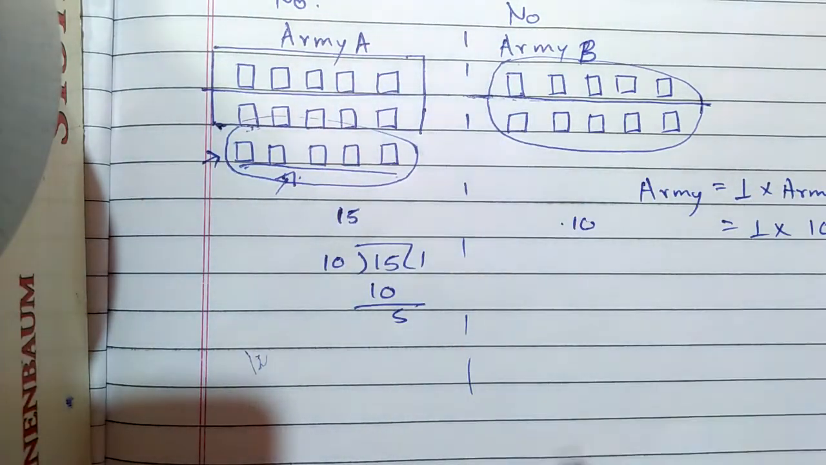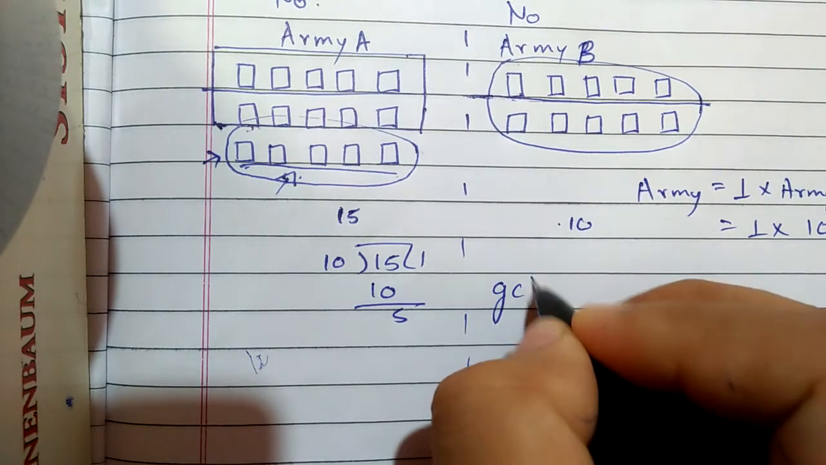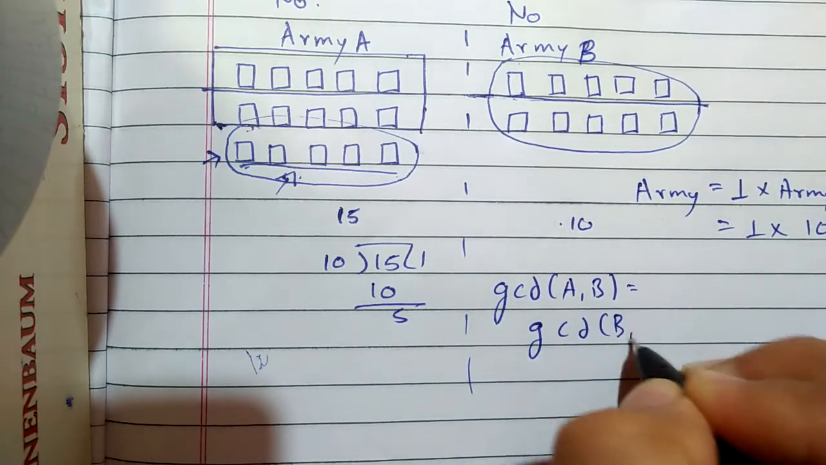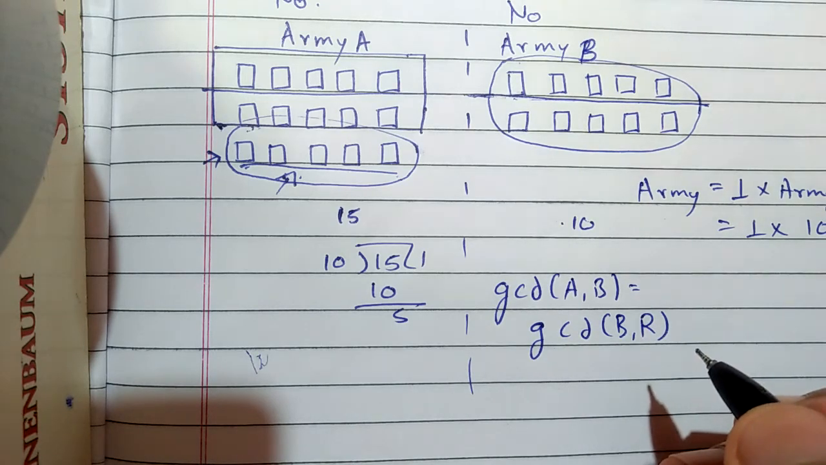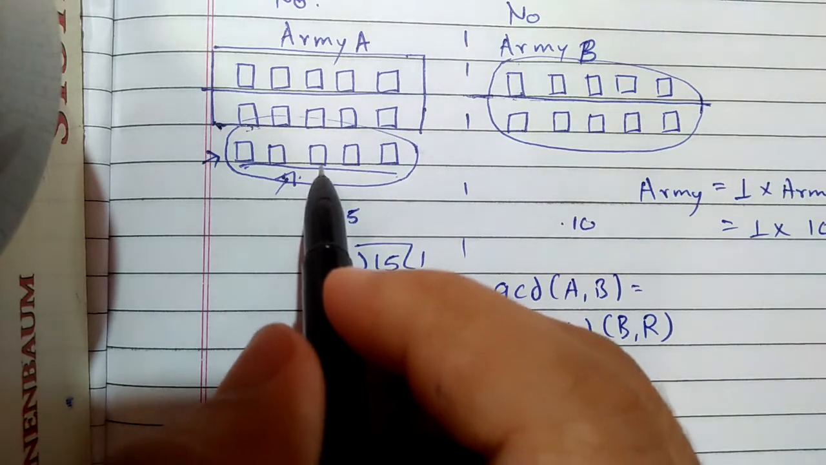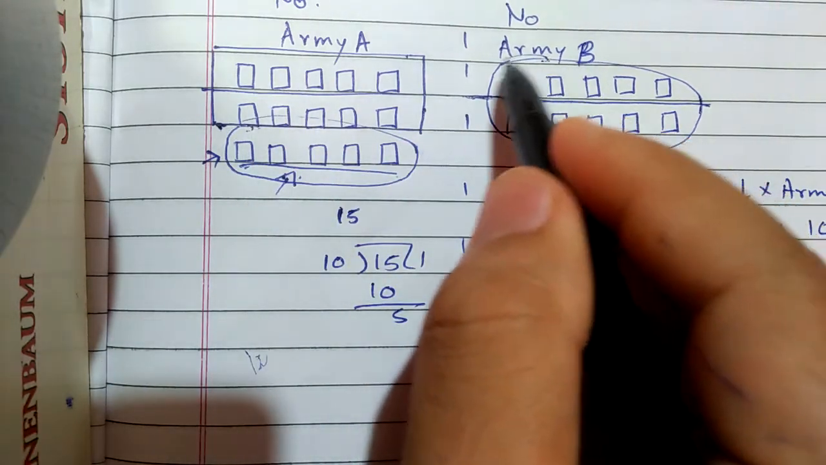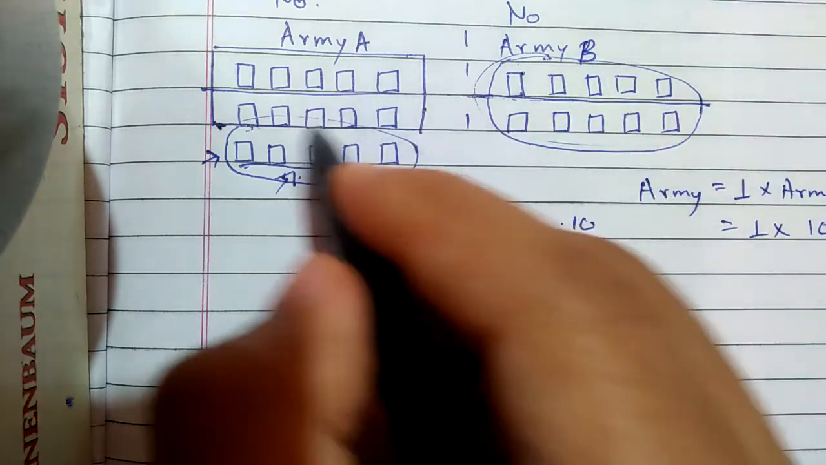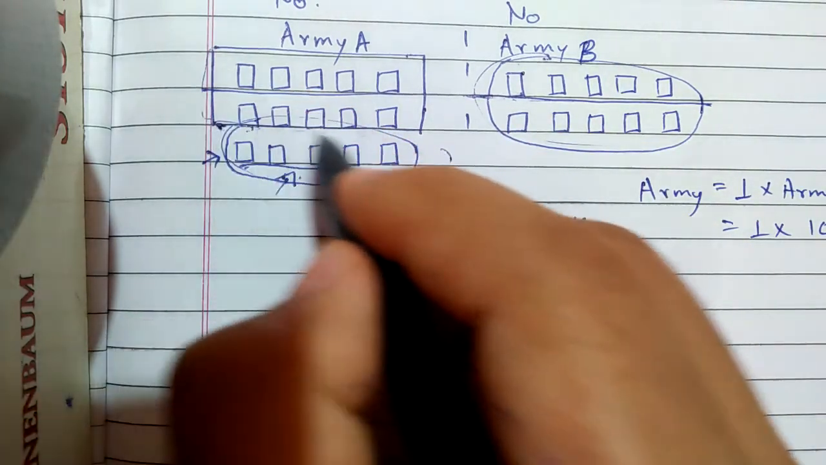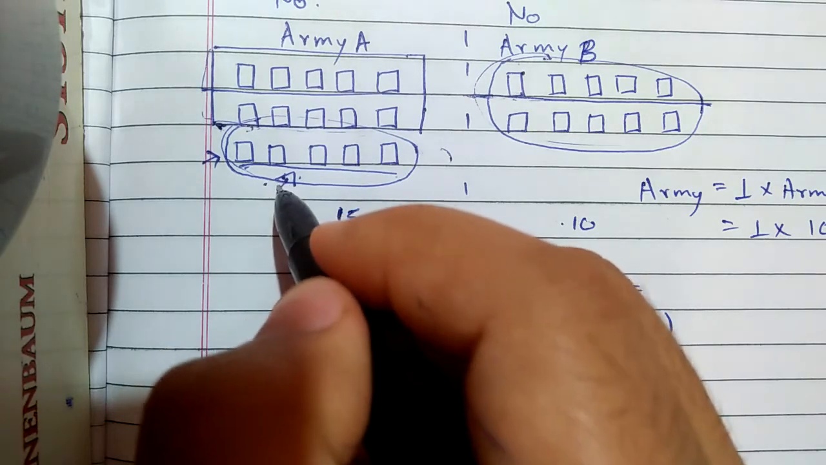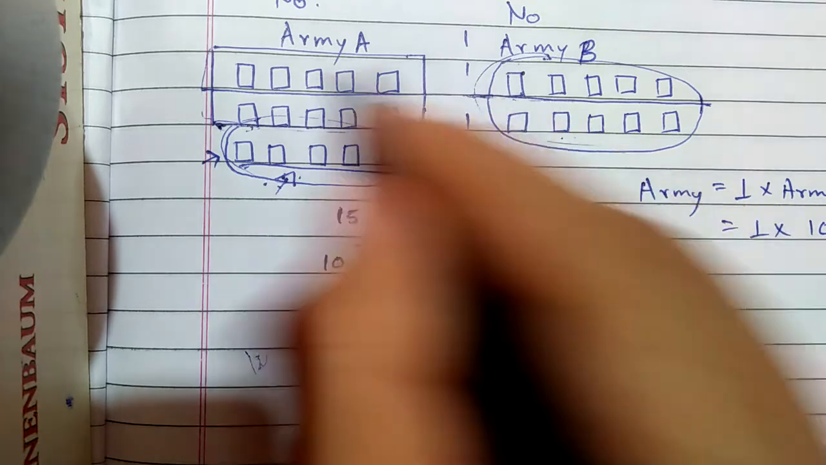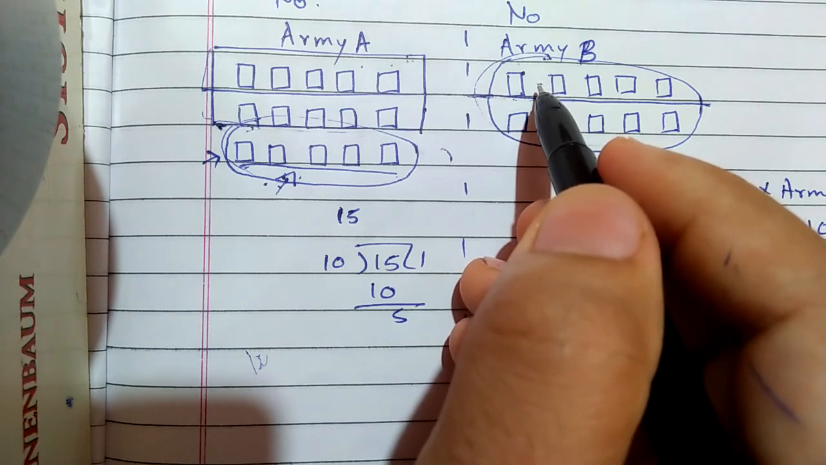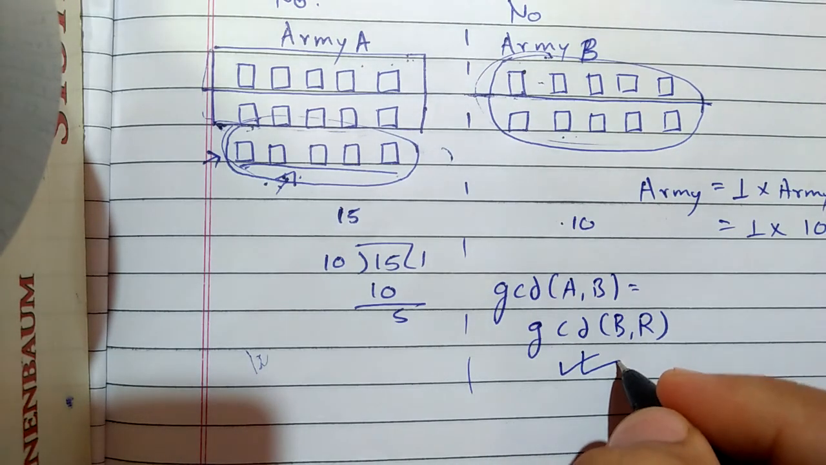That's why GCD of A and B is always equal to GCD of B and R. If you look here, we first divide the number of members in army A by the number of members in army B, and we get the remainder. So we have one portion of army B here and the remainder, and when the remainder divides army B, then the portion of army A which is equal to the portion of army B is also divided. This is how GCD of A and B is equal to GCD of B and R.